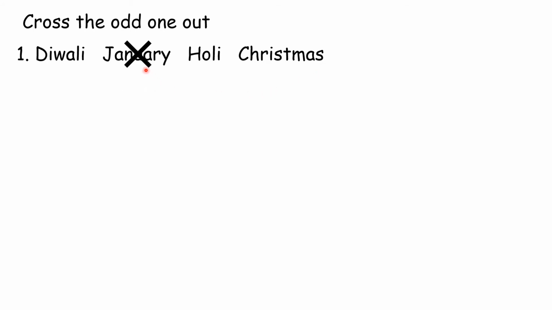It's January. And you know why? Because January is a month. All the others are festivals. Diwali is a festival, Holi is a festival, Christmas is a festival. But January is the name of a month and that is why it is the odd one out.